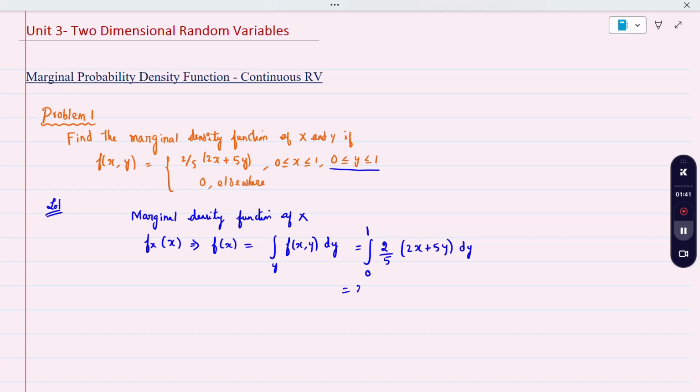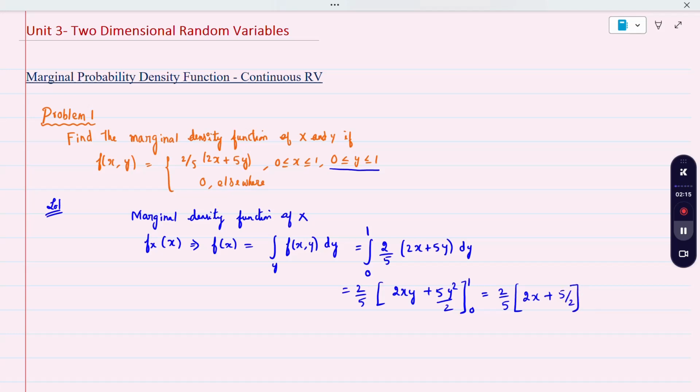Integrate it, 2 by 5, with respect to y: 2xy plus 5y square divided by 2, with limit between 0 and 1. Substitute the upper and lower limit. The lower limit is 0, so only the upper limit 1 needs substitution. Substitute only for y; x you have to keep as it is. So 2x plus 5 by 2.